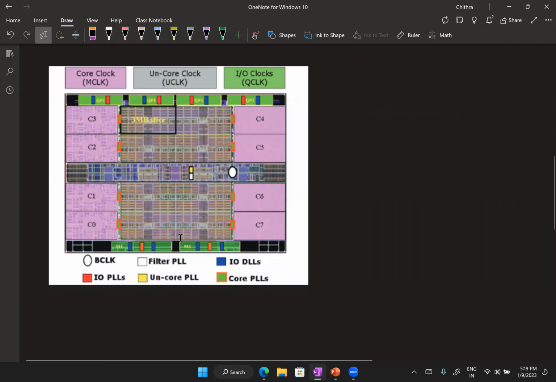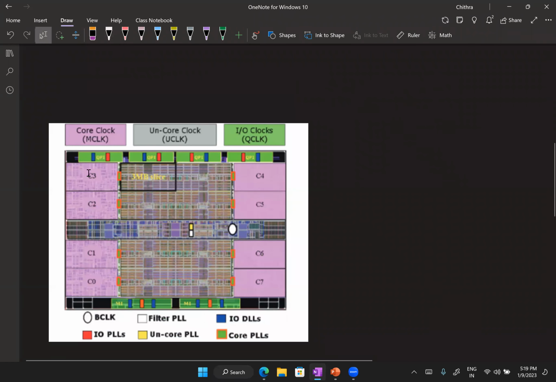Okay. So now let me show you the layout of another processor. This is also from Intel. And what I like about this layout is that they have beautifully shown how different parts of this processor are being serviced by different clocks. For example, you have these pink regions, which are basically controlled by this core clock. Similarly, you have gray regions, which are controlled by an uncore clock. And you have IO clocks that are clocking regions around here. They have also shown the placement of clock generation as well as delay generation circuits in this figure.